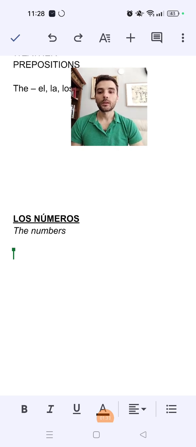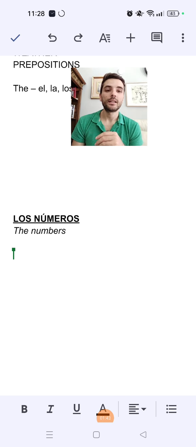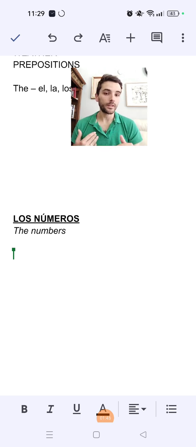So let's take it from the beginning. All right, even though you may know some numbers, it doesn't hurt to review numbers at least once during this course. Numbers are a very important part of a language. So I am going to be saying the numbers and you're going to be writing them down. So we are gonna practice listening and writing again.